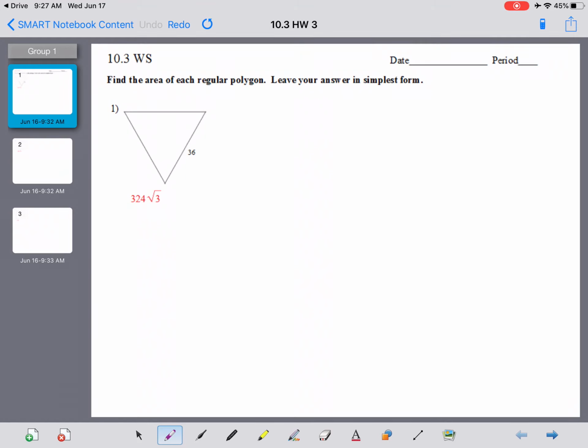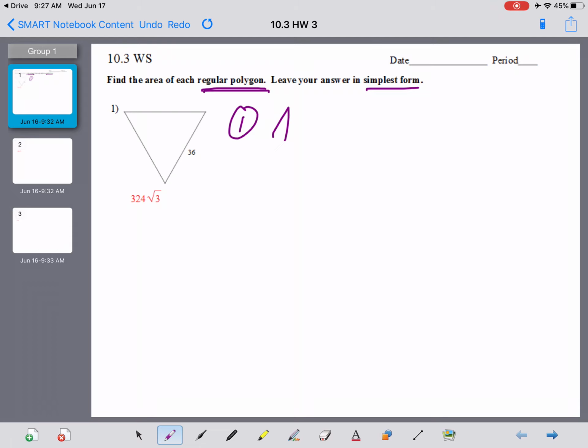All right, guys, let's work our way through a few problems on the 10.3 worksheet. So in this one here, we're supposed to find the area of each regular polygon, and they do want our answers expressed in simplest form, not as decimals. So because we're dealing with regular polygons, we've got a formula for this.